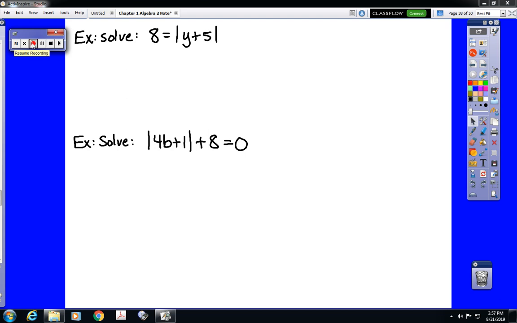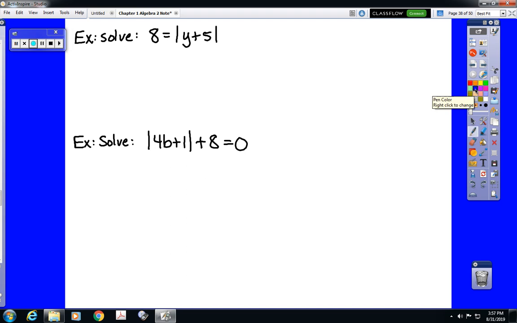Okay, ladies and gentlemen, welcome to the third and final video for the Section 4, Chapter 1, Algebra 2 notes in your McGraw-Hill textbook. Again, we're talking solving absolute value equations. This video will consist of 4 additional examples of solving absolute value equations.